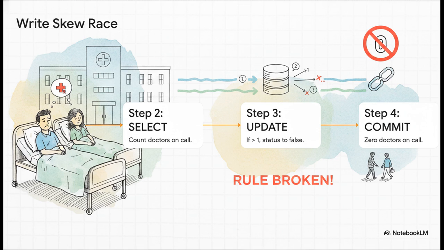Alice and Bob are both on call, but both feel sick and click Go Off Call at the exact same time. Step 2, they both select the count of doctors. Since they're in their snapshots, they both see 2 doctors on call. Step 3, their application logic says, great, more than one doctor, I can leave. So they both update their status to false. They commit. The result? 0 doctors on call. The rule is completely broken.